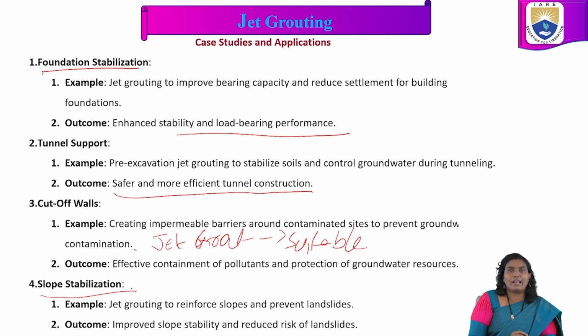Soil stabilization example: jet grouting to reinforce slopes and prevent landslides. Using this technology, we finally get improved slope stability and reduced risk of landslides.